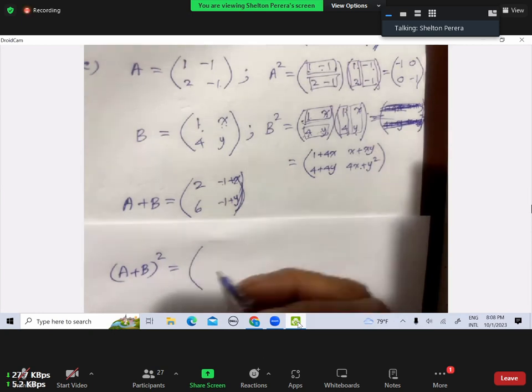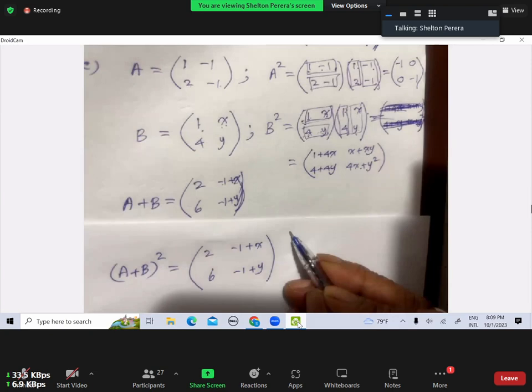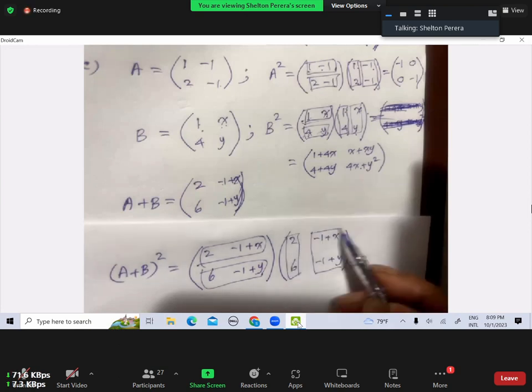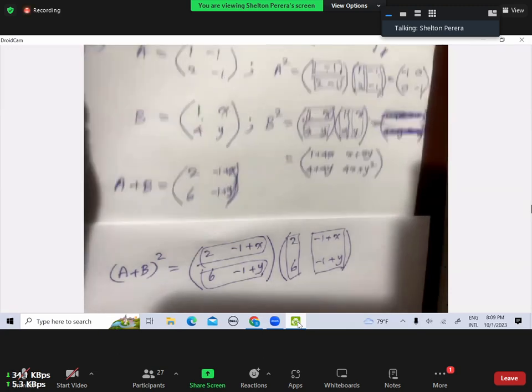A plus b is this: 2, negative 1 plus x, 6, negative 1 plus y. That is my a plus b times a plus b. So repeat it. 2, negative 1 plus x, 6, negative 1 plus y. Okay, all good. Now multiply. Take the first column, second column, and multiply. Now we don't need this for now. This is all we need.